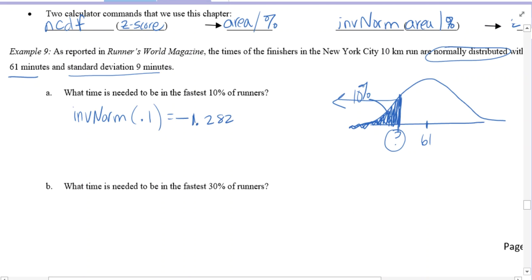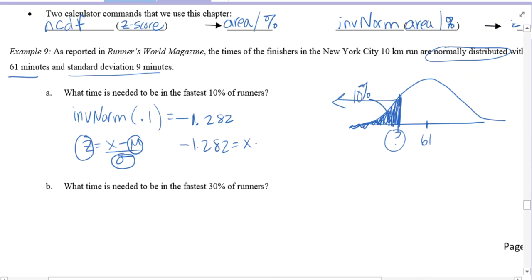If anyone has calculator difficulties, please pause this and help your neighbor figure out the calculator command or whatever they need to do. So inverse norm 0.1 gives negative 1.282. What we know is our z-score formula. Inverse norm puts out a z-score, and our z-score formula is our value minus the mean, divided by the standard deviation. We have the z-score, and we also are given the mean and the standard deviation in the formula. So what we're going to solve for is x. We're going to plug these things in.